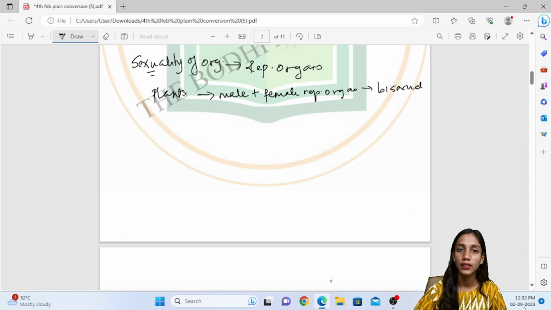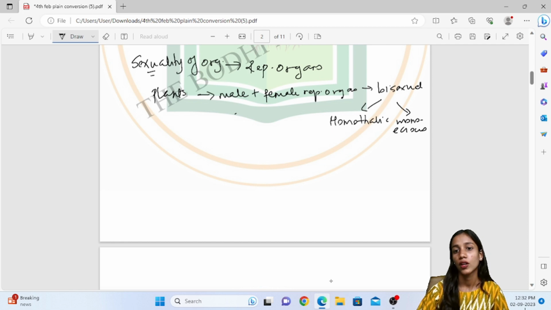Now, the other terms which are used for them are homothallic and monoecious. Okay, so a bisexual organism is homothallic and it is also monoecious. Means both the reproductive organs are present on the same plant. They are called as bisexual, homothallic and monoecious.